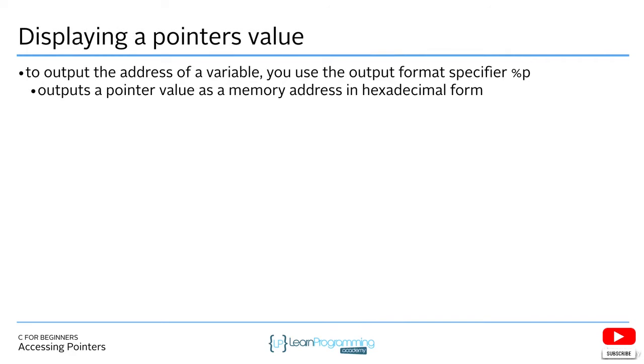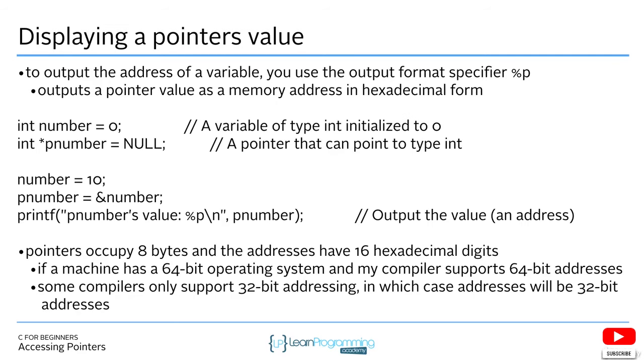Well, you can use the format specifier %p. We talked about this before. This will output a pointer value as a memory address in hexadecimal form. So if we were to do something like this, where we declare our number, we declare our pointer, and we initialize it to null, because that's good practice. We want to always do that. Whenever you're not assigning something in a declaration to the pointer, make sure you initialize it to null. We then assign our number variable 10, and then we assign our pointer to the address of number.